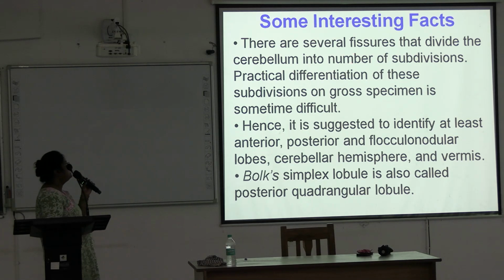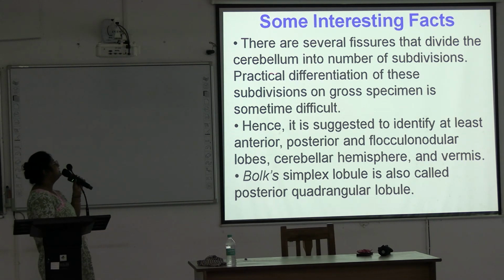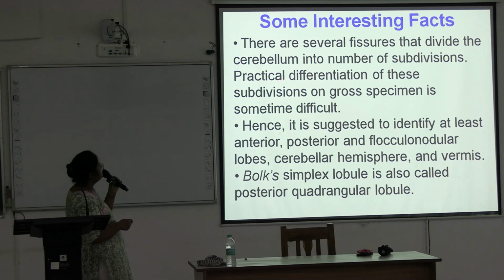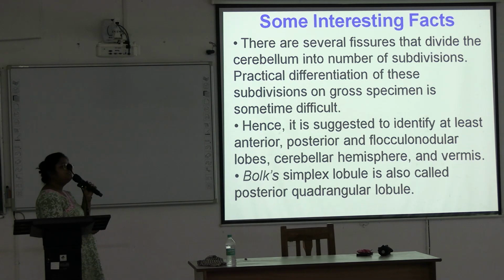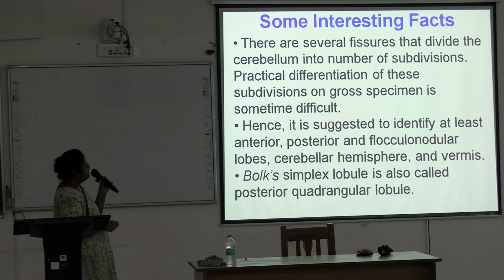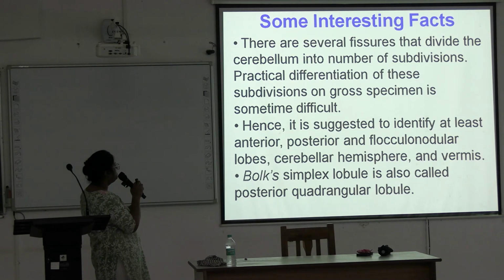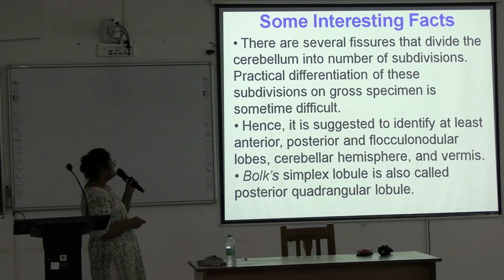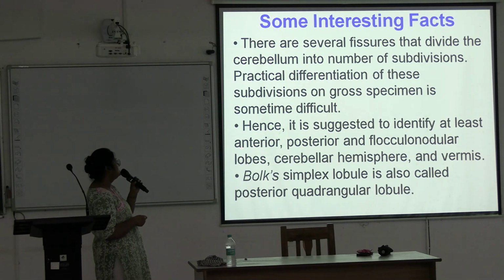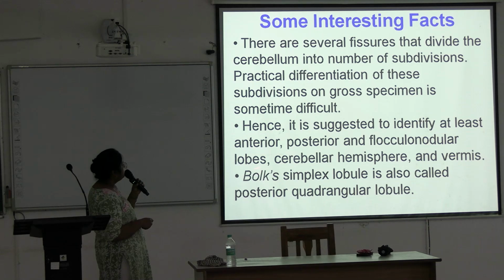So there are several fissures that divide the cerebellum into a number of subdivisions, and practical differentiation of these subdivisions on gross specimen is sometimes difficult. With all the fissures, you cannot demarcate all the lobules. Hence it is suggested to identify at least these three lobes: anterior, posterior and flocculonodular lobes. These are the three lobes, cerebellar hemisphere and the vermis.